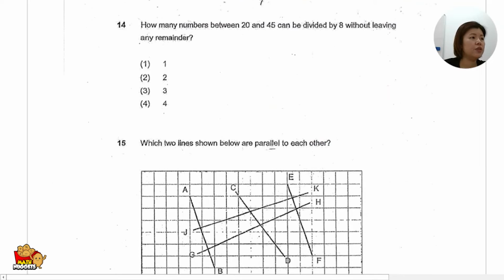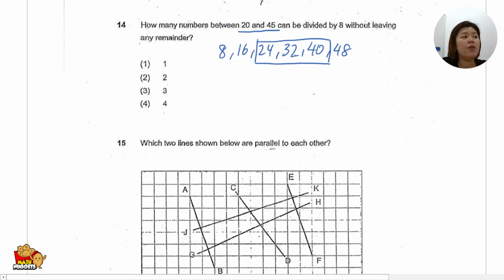Okay, let's move on. How many numbers between 20 and 45 can be divided by 8 without remainder? So let's find our multiples of 8. Okay, so 8, 16, 24, 32, 40, 48. We should stop here because it's from 20 to 45, meaning from here all the way to here. So there are 3 numbers.